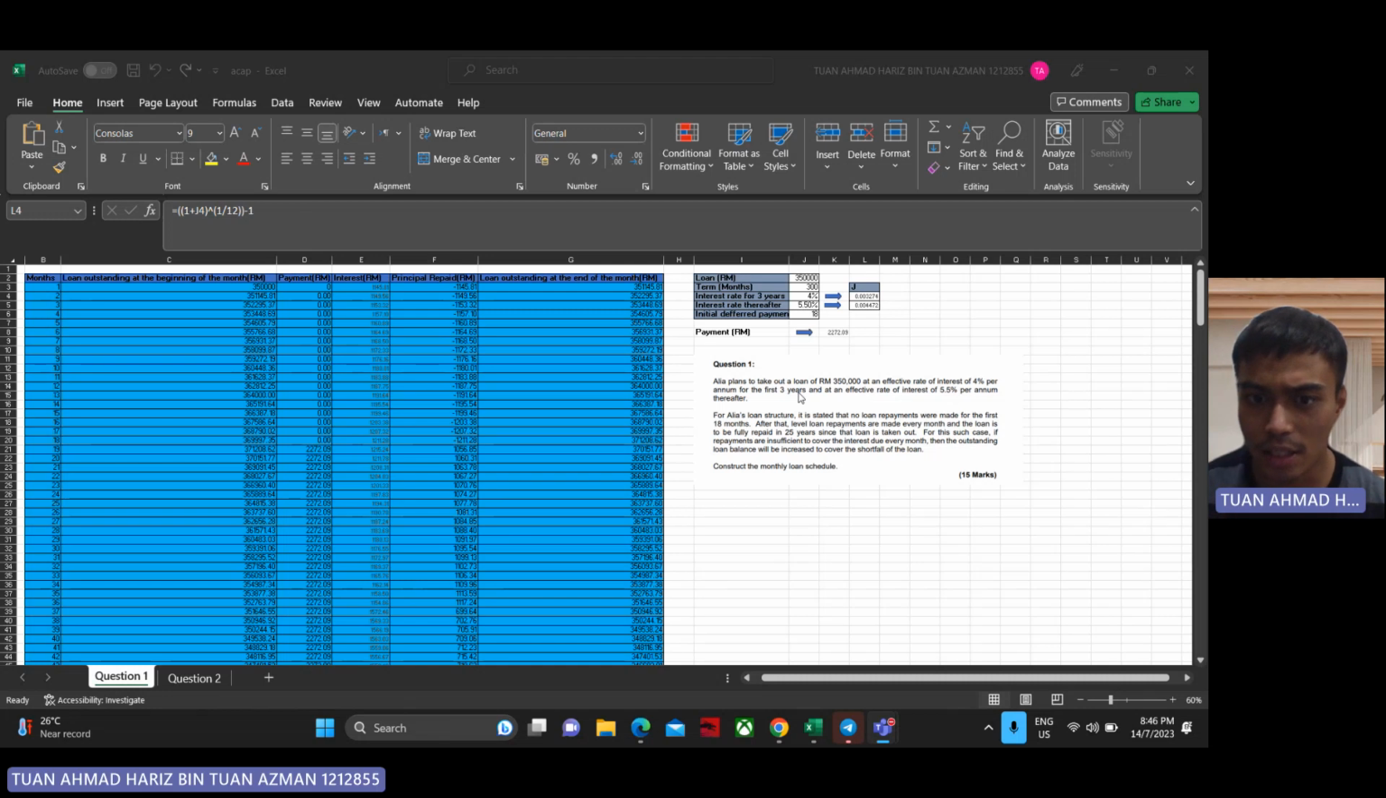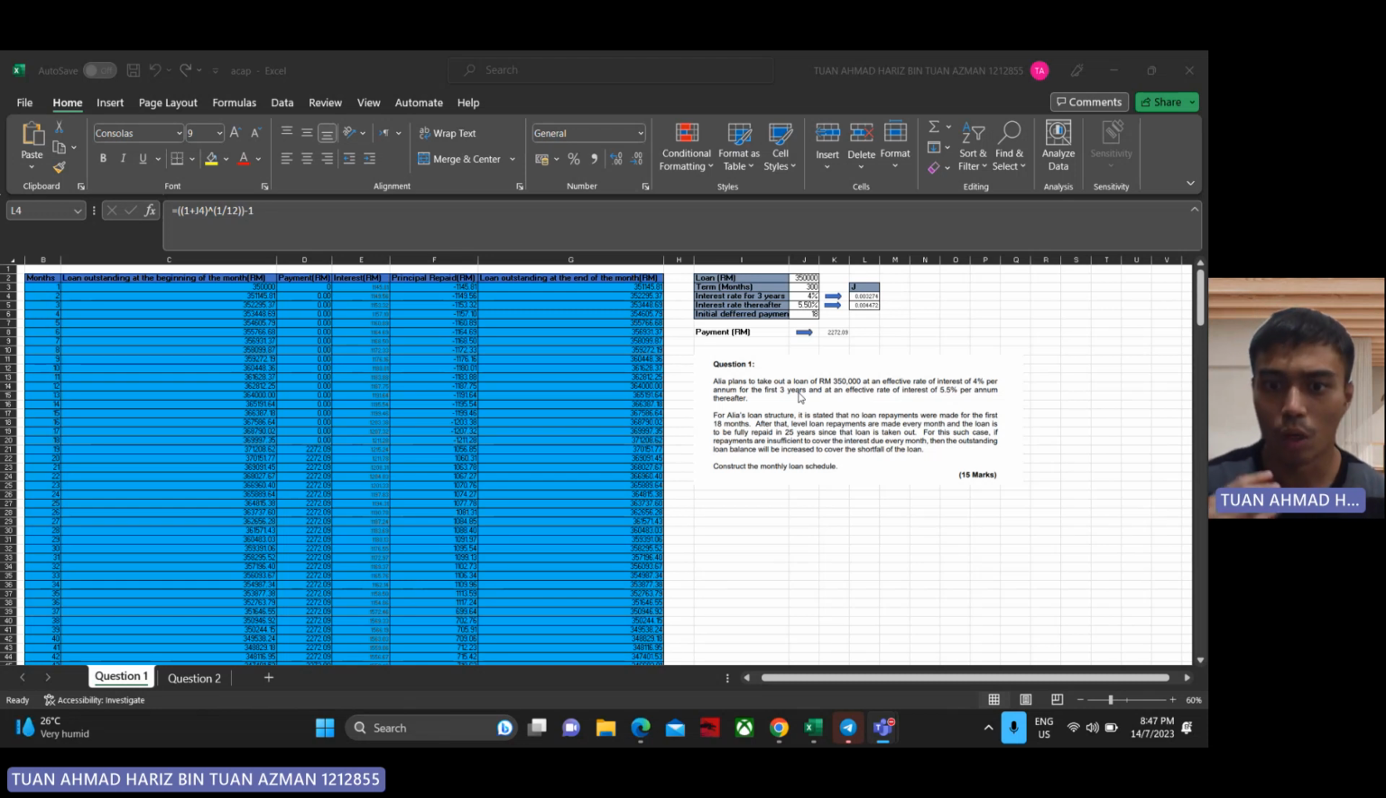In this case, if repayments are insufficient to cover the interest due every month, then the outstanding loan balance will be increased to cover the shortfall of the loan. So the question asks us to construct the monthly loan schedule.